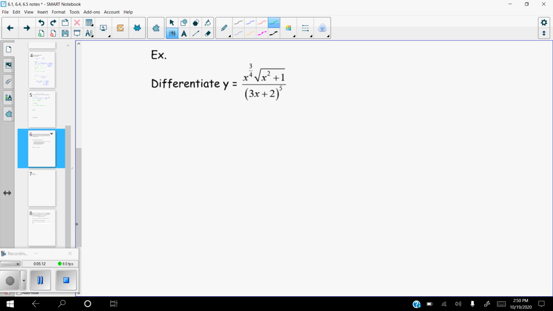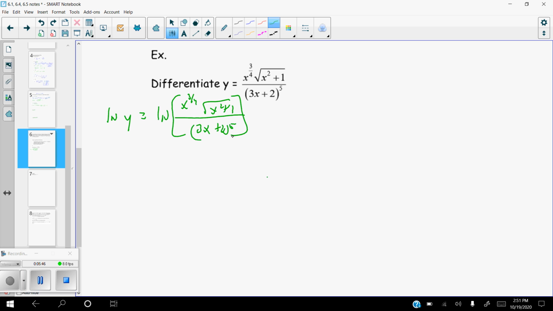So I'm going to show you how using log properties is going to make this easier. The first thing we're going to do is take the natural log of both sides of the equation that's given to us, which means we're going to get natural log of y equals the natural log of the entire right side, x to the 3/4 square root of x squared plus 1 all over (3x plus 2) to the 5th. We are taking the natural log of that whole thing.